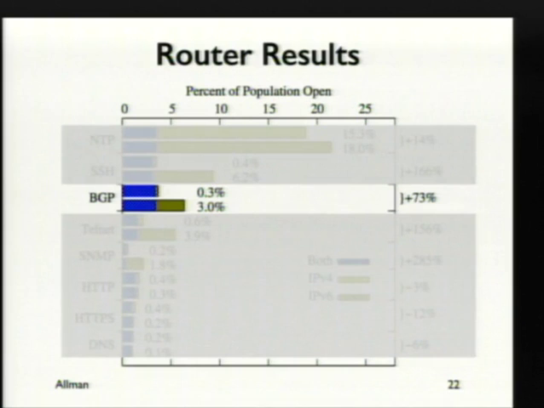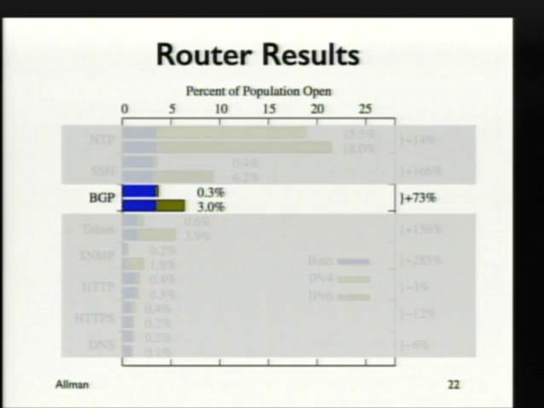Those three things are just examples. We see actually different things. So this is a whole plot that I'm only showing you a little bit of, so I can teach you how to read this plot for a minute. This is our router results. So we probed 25,000 routers.